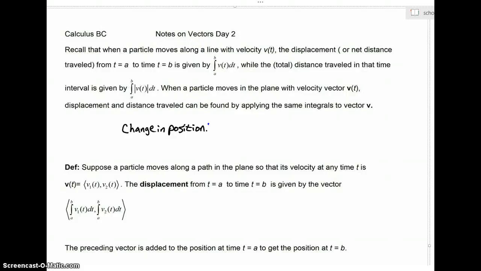In Calculus BC, we have our vectors day 2 lesson. It's a shorter lesson than our first. So let's look at the top page here.